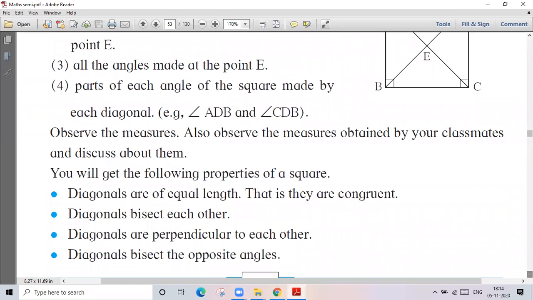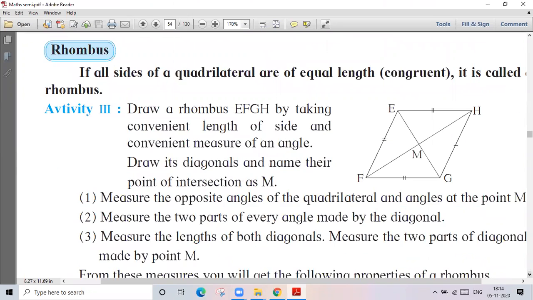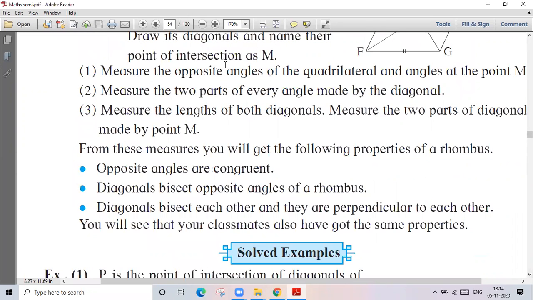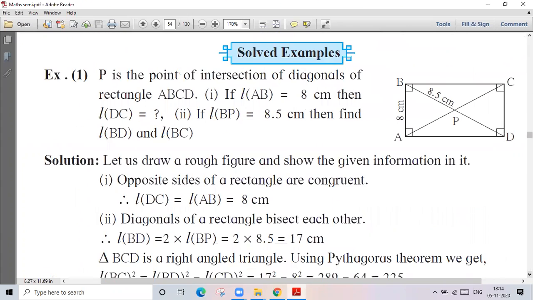Then we have seen the rhombus. Properties of a rhombus are what? Opposite angles are congruent. Diagonals bisect each other. Diagonals bisect opposite angles of a rhombus, and they are perpendicular bisectors of each other. Okay, there are solved examples, let's look at them briefly. Solved examples, guys. See here.